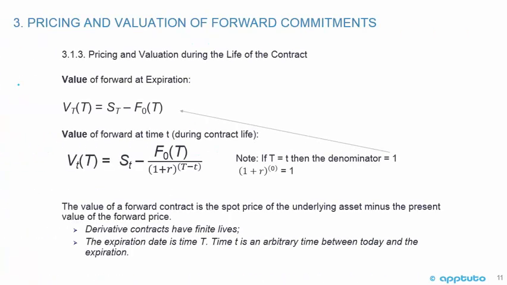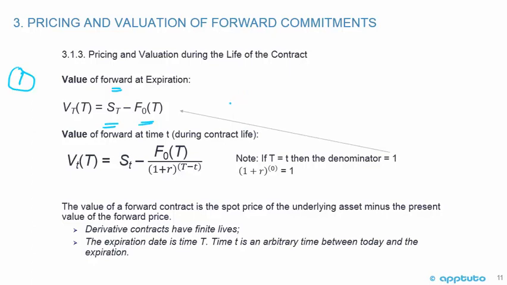Okay, so where are we heading now? So we started with the valuation of a forward at expiration, and that's fairly easy to understand. It was the difference between the spot price at expiration and the forward price that we agreed to at the initiation of the contract, okay? And that makes sense. Somebody may be a winner and somebody may be a loser.